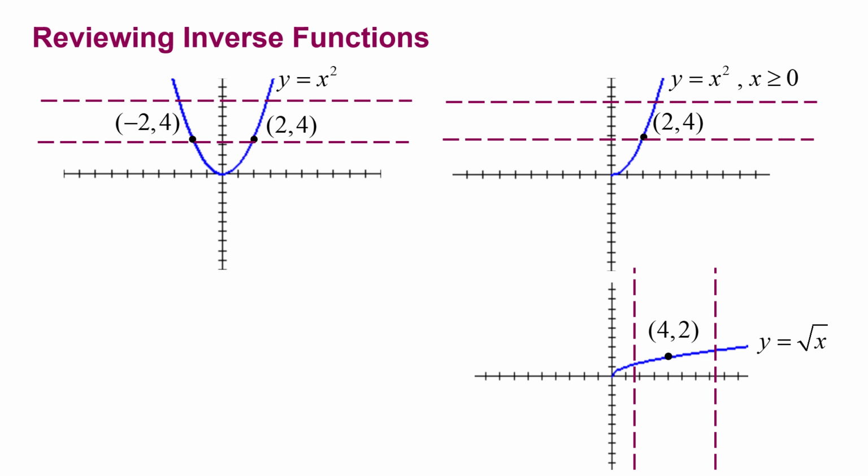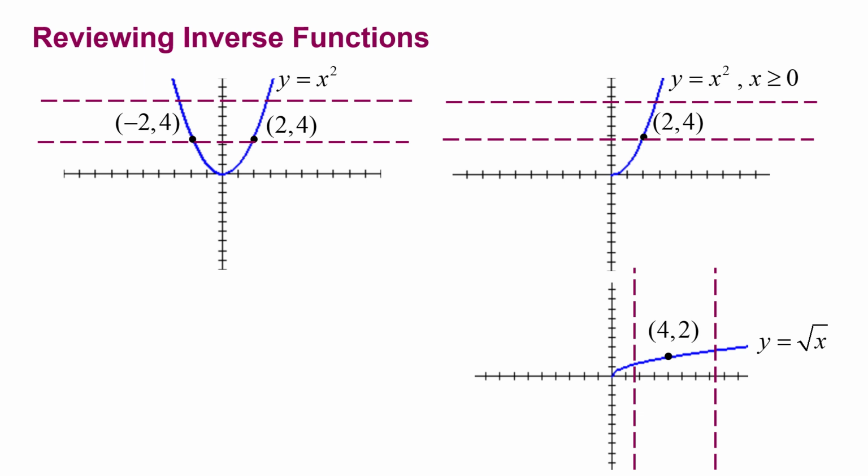Now we don't need to restrict the domain of every function to guarantee its inverse exists. We didn't need to do that for the cube function, but there are some functions where we do need to restrict the domain to make it one-to-one, as we have seen here with y equals x squared.